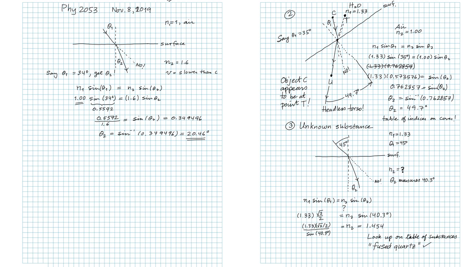All right, so here's our calculation again. So the sine of 35 is 0.762857, correct? All right. So we have 1.33 times 0.762857. And you guys, you can use as many digits on sines as you want.